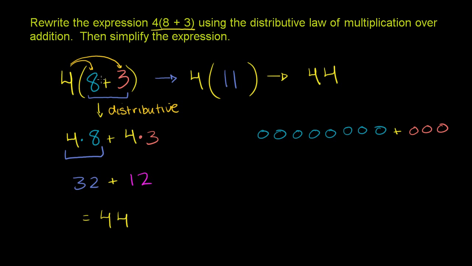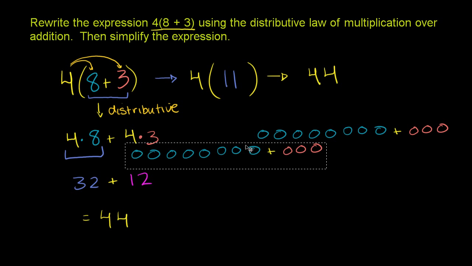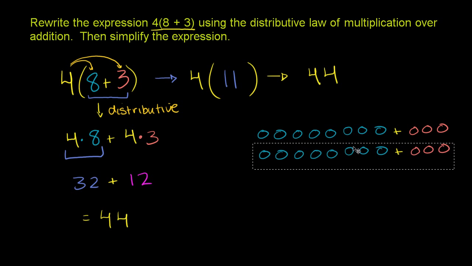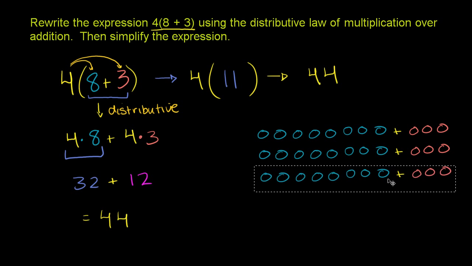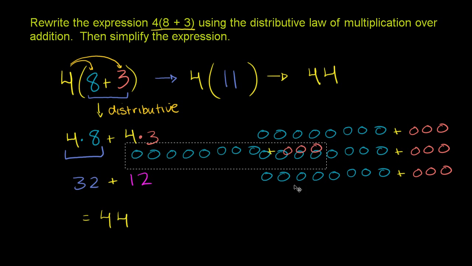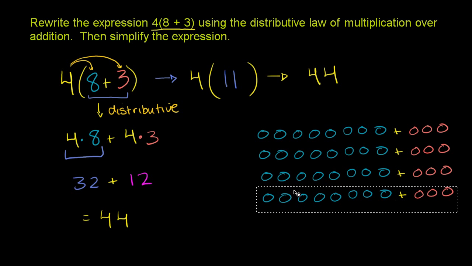Now, when we're multiplying this whole thing times 4, what does that mean? Well, that means we're just going to add this to itself 4 times. So let me do that with copy and paste. That's 2, that's 3, and then we have 4. And we're going to add them all together. So this is literally what 4 times is. We have it 1, 2, 3, 4 times this expression, which is 8 plus 3.